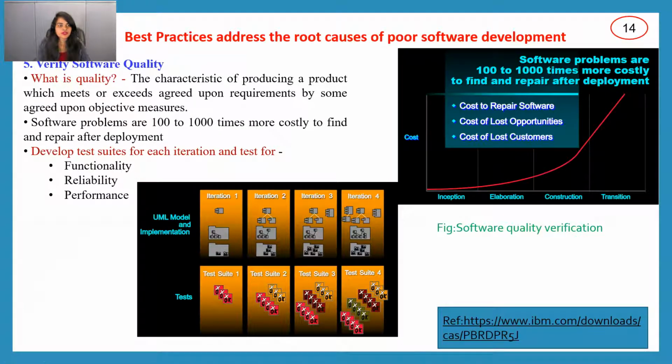And the fifth one is verify software quality. Quality is very important in every project. So we need to know what quality is: the characteristic of producing a product which meets or exceeds agreed-upon requirements by some agreed-upon objective measures. There are different testings available, so we need to test every single module, by unit testing or other types of testing. Software problems are 100 to 10,000 times more costly to find and repair after deployment. So develop test suites for each iteration: functionality, reliability, and performance. Software quality is very important for any product that should reach the customer or the client.